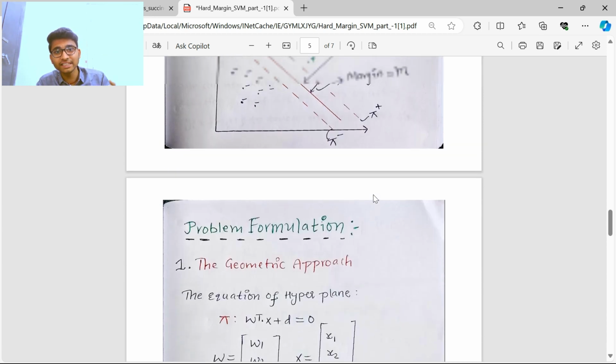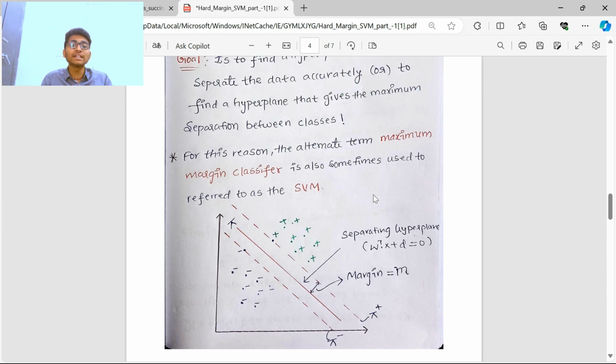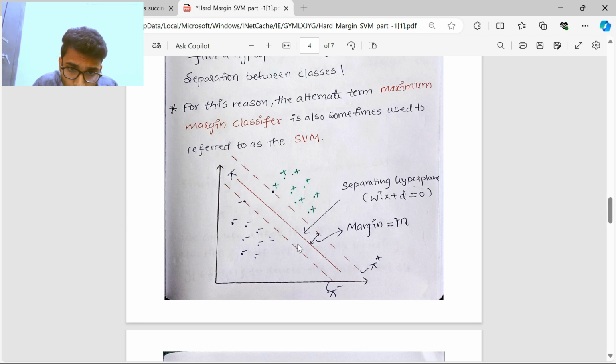Now let's formulate how we get the maximum. What we want to maximize is the distance between the hyperplanes. We have a hyperplane pi, and we have pi minus and pi plus. We want to maximize the distance between pi minus and pi plus, and no vector should be inside pi plus or pi minus.